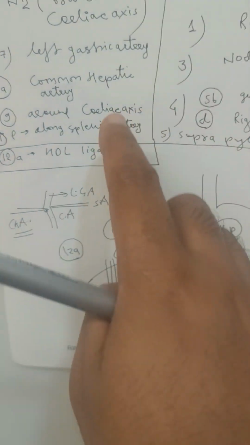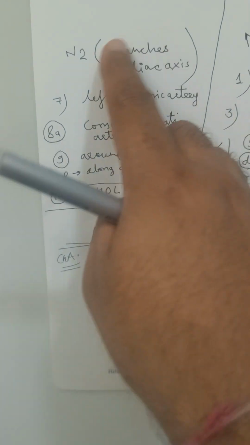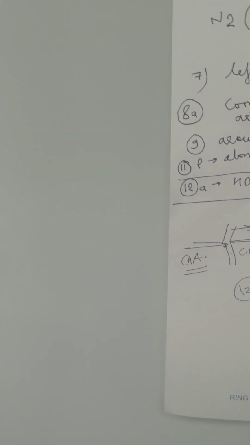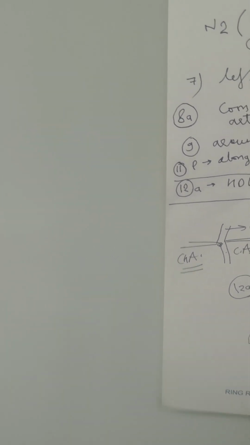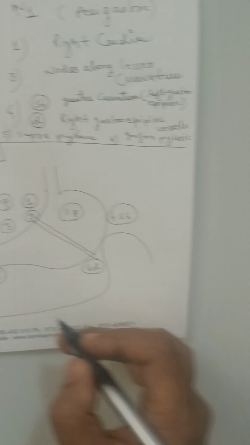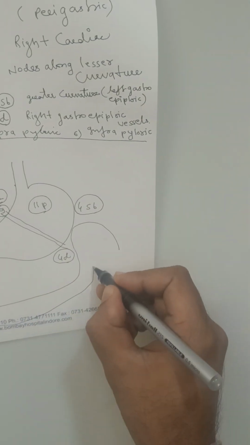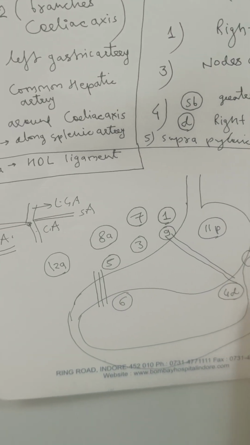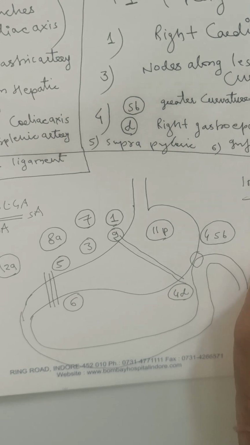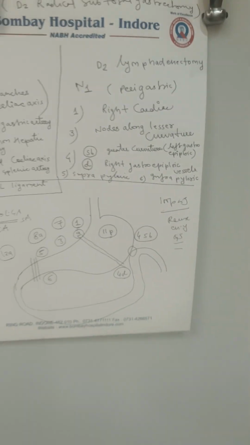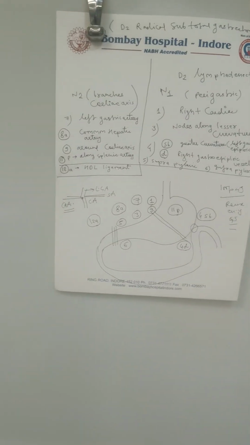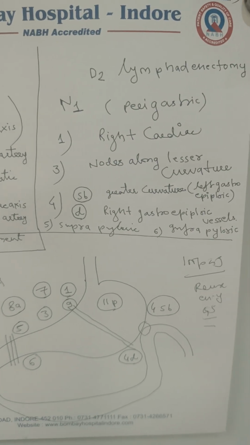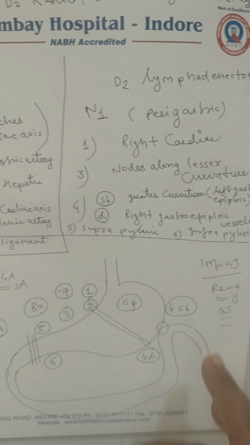So in D2 subtotal radical gastrectomy, these are the lymph nodes you should remove. And then you have to divide the stomach. You have to divide the stomach here, and then you can do either loop GJ or Roux-en-Y GJ. So there are two methods of anastomosis after the specimen removal. You can do loop GJ, but the problem is biliary gastritis, biliary vomiting, and you can do Roux-en-Y.